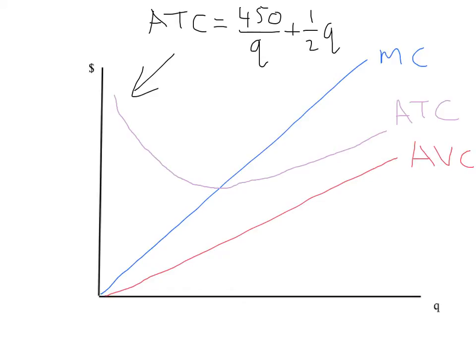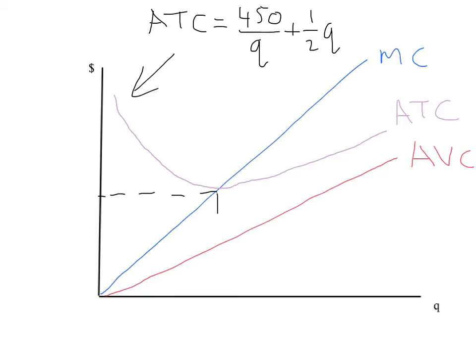So, when Q is very small, down here near 0, well 1/2 Q is pretty close to 0, but 450 divided by Q, that's really big. That's shooting up here. Then, as Q gets bigger, this average variable cost bit starts to dominate. 450 divided by Q gets smaller and smaller, so the curves get closer and closer to each other. Average total cost gets close to average variable cost. What about this intersection here? We know that it's the bottom of the average total cost curve.